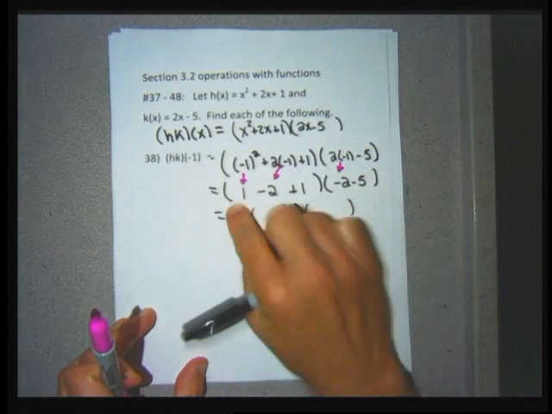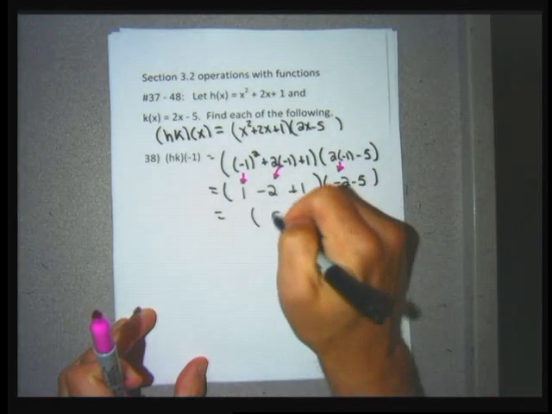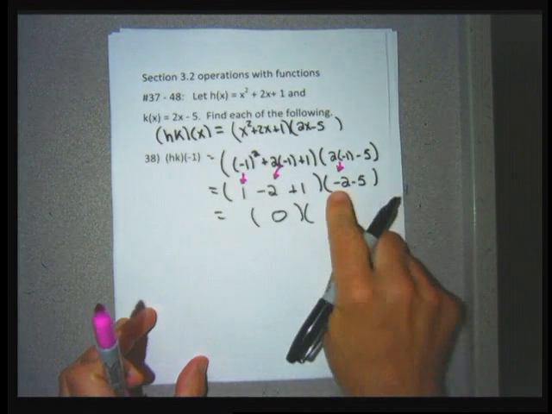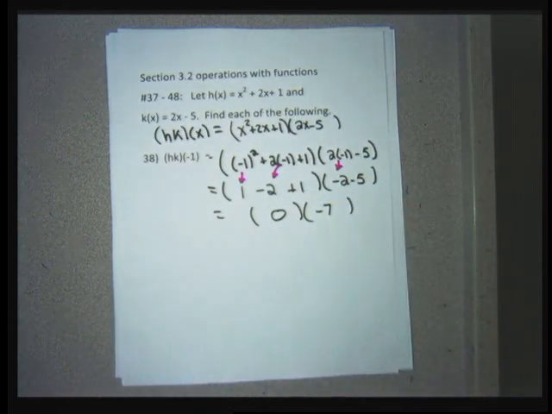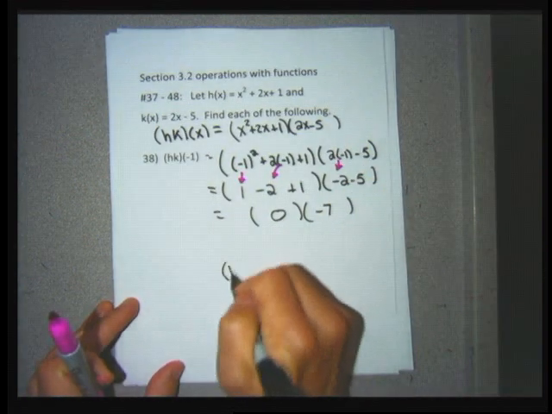First parentheses, 1 minus 2 plus 1 comes out to be 0. Second parentheses, the numbers 2 and 5 have the same signs. I add them and keep them negative. I get 0 times negative 7. I'm ready to write my answer.